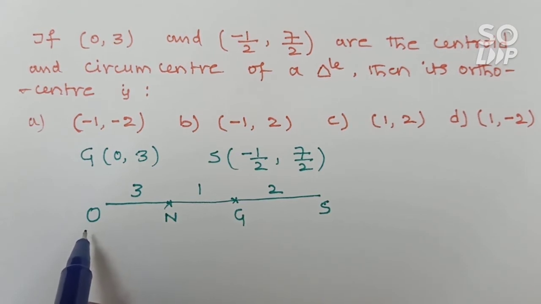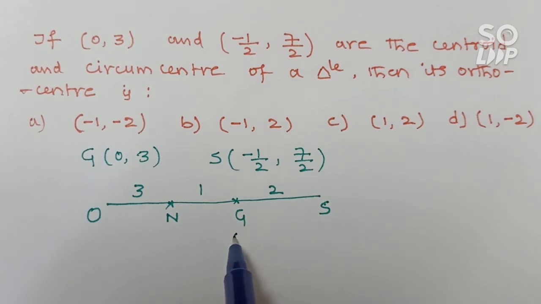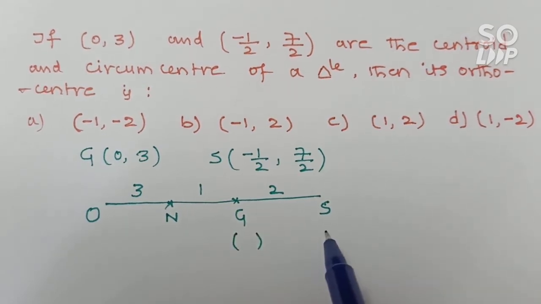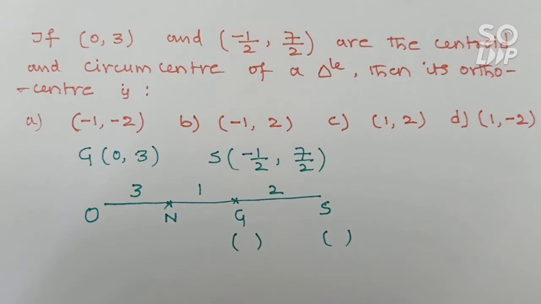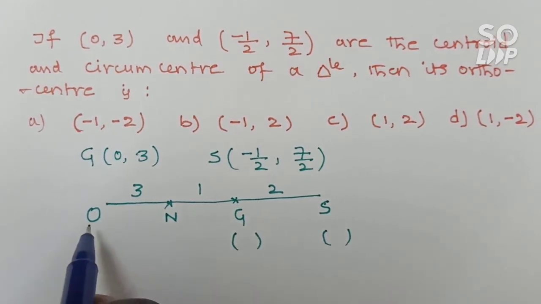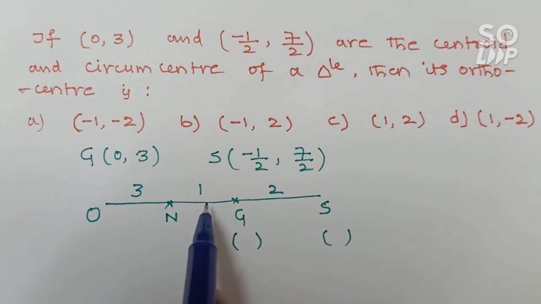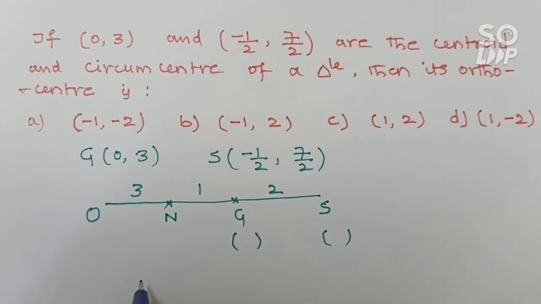Orthocenter we have to find. What is the given value? The centroid and the circumcenter are given. That means, look at this one. Here OG is to GS is equal to 2:1.